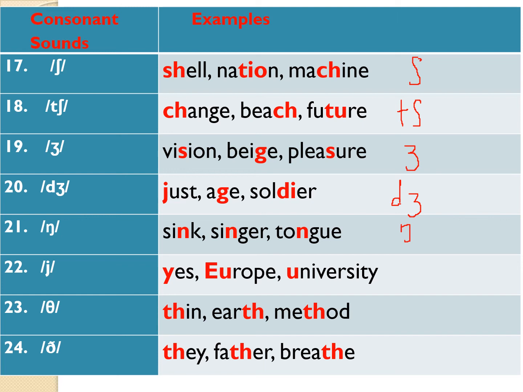Next one is y, represented this way, by writing J. Yes, Europe, university. So this is its representation. This is the symbol used to represent the sound y.